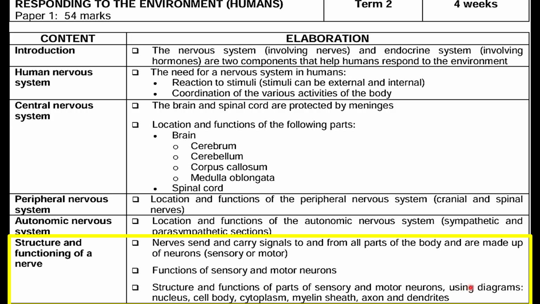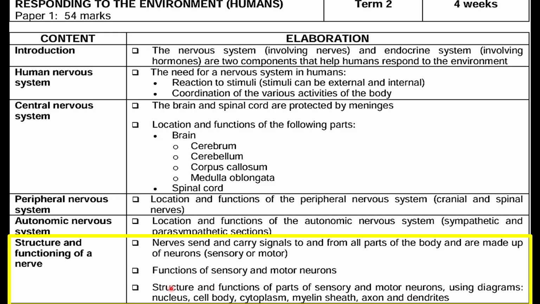But then in drawing, using diagrams, what and what are you supposed to know about the parts? Because here it talks about parts. What and what are you supposed to know about the parts? So here you have to know the nucleus, cell body, cytoplasm, myelin sheath, axon, and dendrites. So those are the parts you need to know. What are you supposed to know about the part?